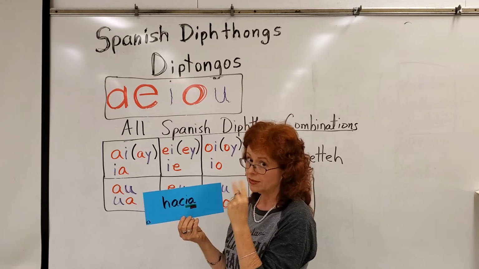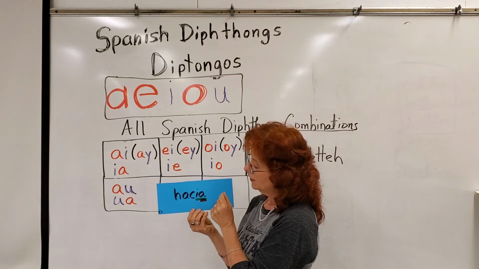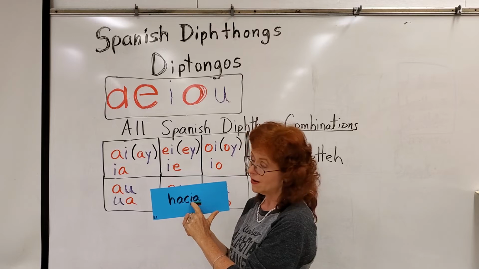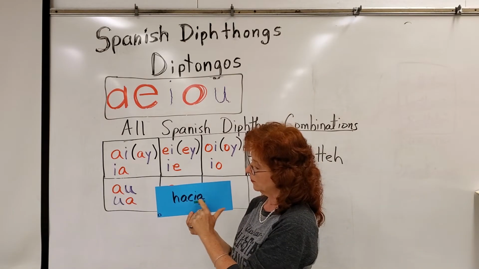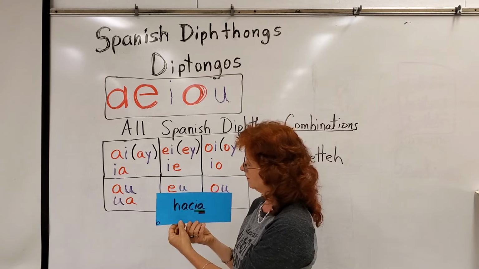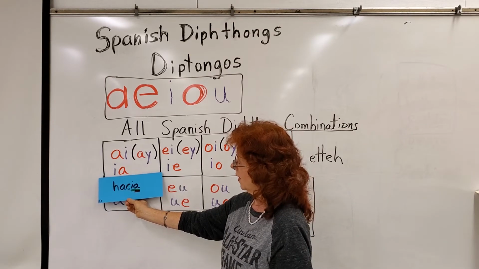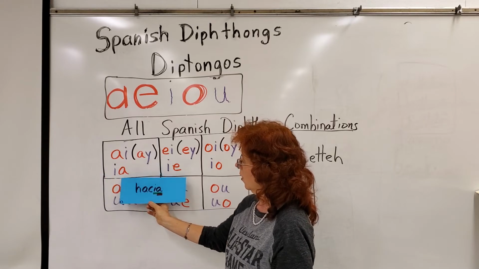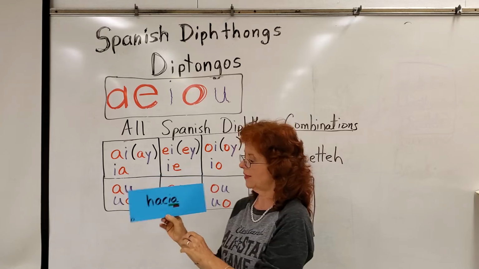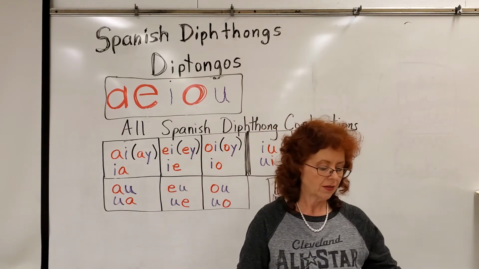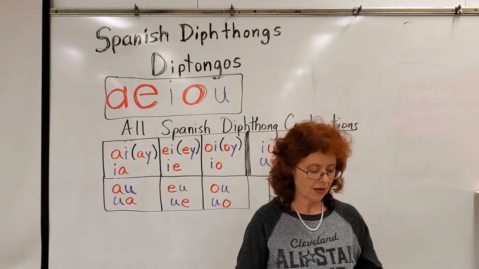Okay, this is a two-syllable word because this is a diphthong. And so, hacia, and that is not strong enough to get its own syllable by itself. So this is one syllable: cia. So that's my second example of the diphthong IA. Weak, strong. Weak, strong. The A is the strong letter. All right, so now we've done AI and IA.